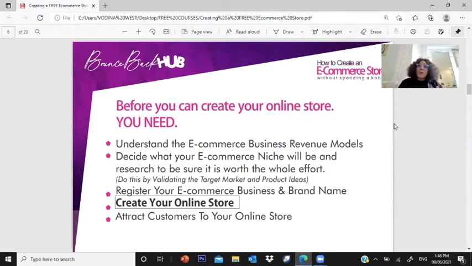Like Bounce Back Hub is a sub name owned by a particular company brand name. So it's really up to you, but you have to be professional. Imagine if you want to pay to Jumia or Konga or Amazon, and at the end of the day you have to pay to an individual account. So register your e-commerce business and your brand name, depending on the registration policies and procedures available in your country. For those in Nigeria, I also have a free course on how you can register your business all by yourself online.